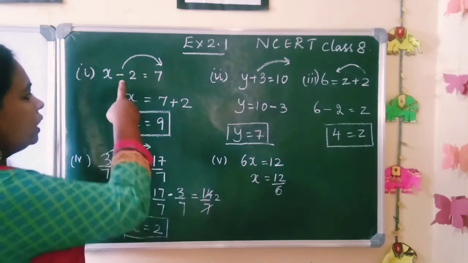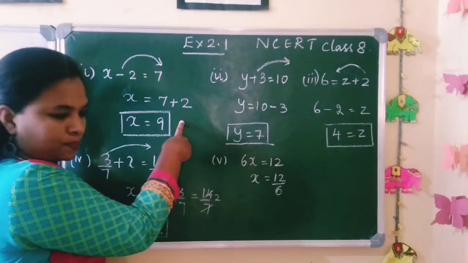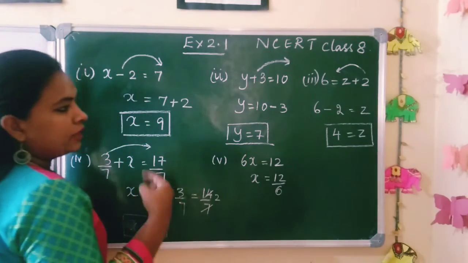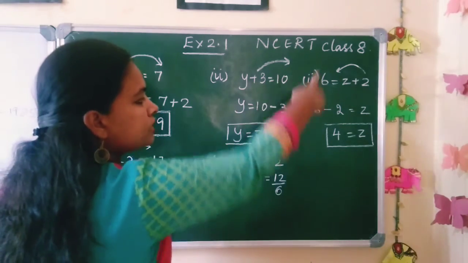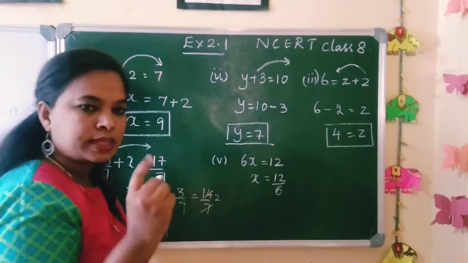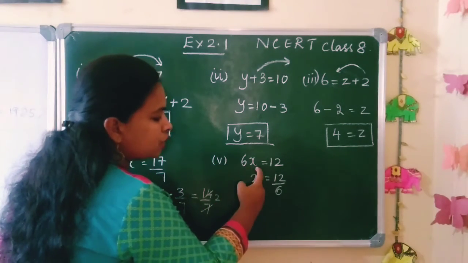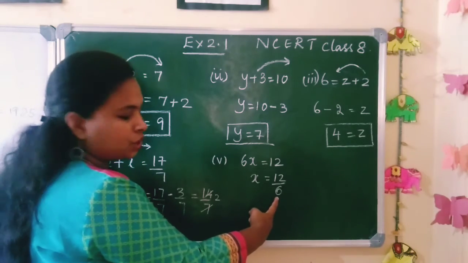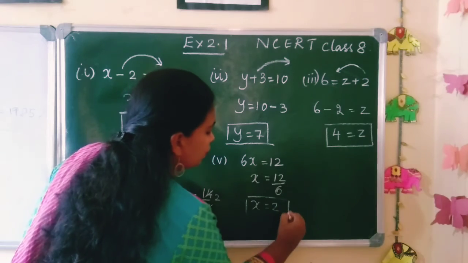Remember, whenever you have a negative sign, when it goes to the other side it becomes positive, and whenever it is positive, when it goes to the other side it becomes negative. The same way here, when you have a multiplication sign and when it is going to the other side it becomes division. So now here x value will be equal to 2.